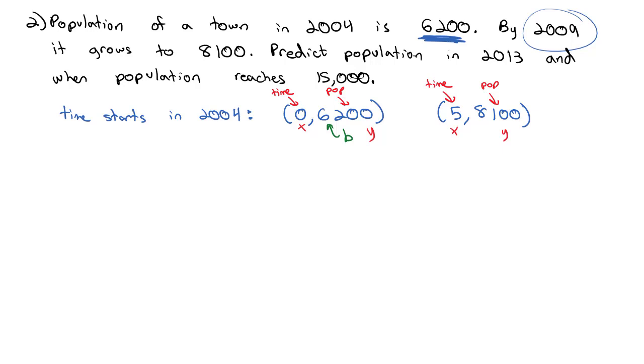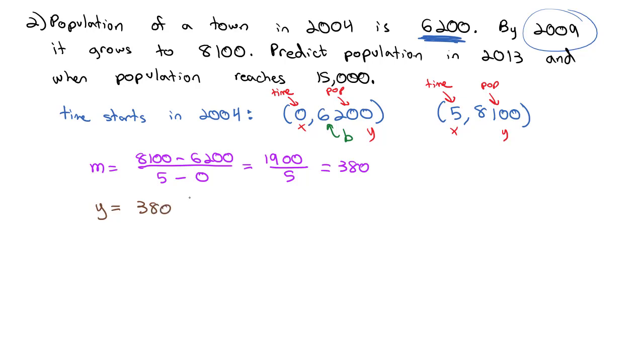So when we set up our slope, y2 is 8,100 minus 6,200 over x2, 5 minus x1, 0. Gives us 1,900 over 5, or 380. We now know the equation we want is y equals m, 380, times x, plus b, our y-intercept. And the nice part about picking time 0 is we know the y-intercept is 6,200.